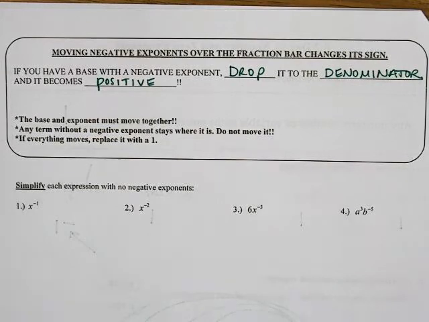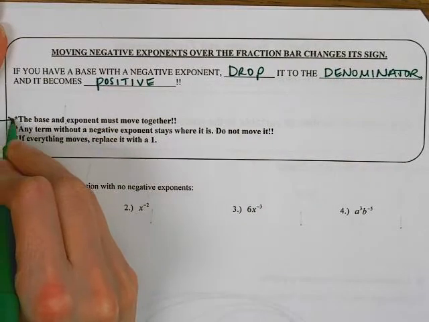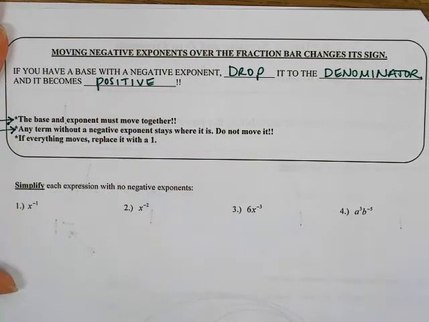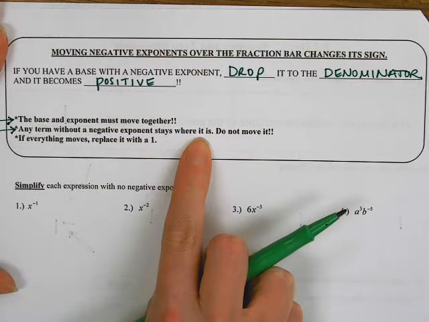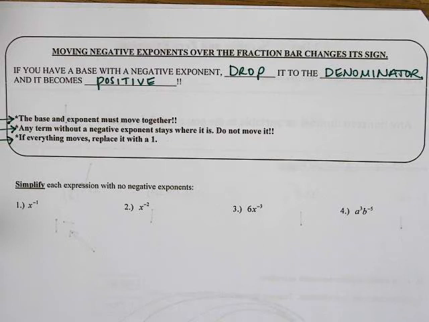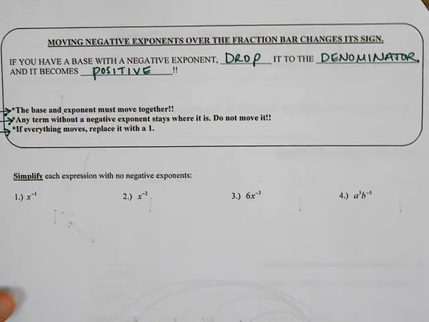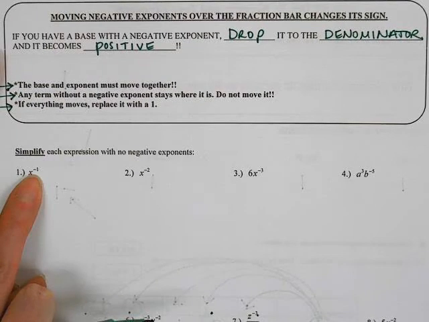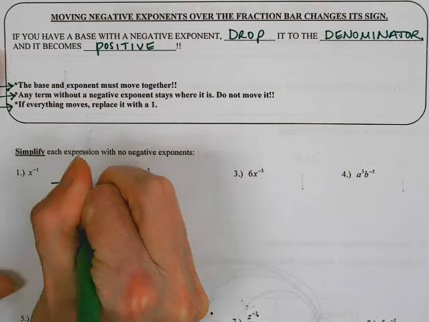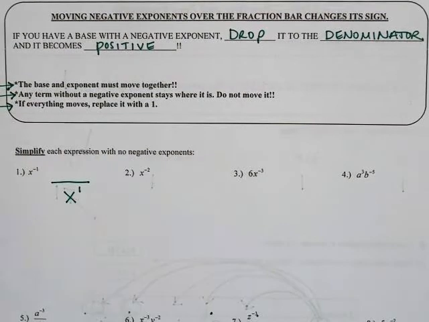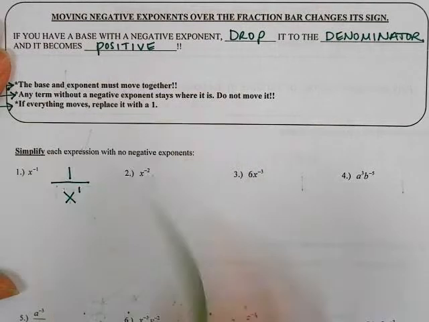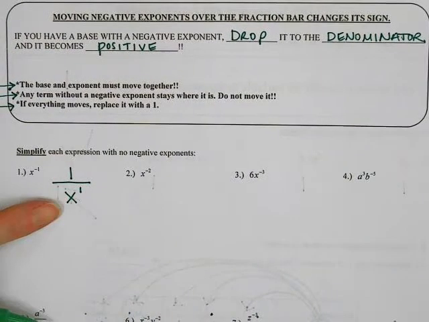And then some little rules also you have to remember. The base and the exponent must move together. Any term without a negative exponent stays where it is. Do not move it. And if everything moves, replace it with a 1. Okay, but let's just try some. All right, so number 1. If you have a base with a negative exponent, you need to drop it to the denominator and it becomes positive. Now, since the whole thing went down, you do have to put a 1 on top, just to show that it's in the denominator.